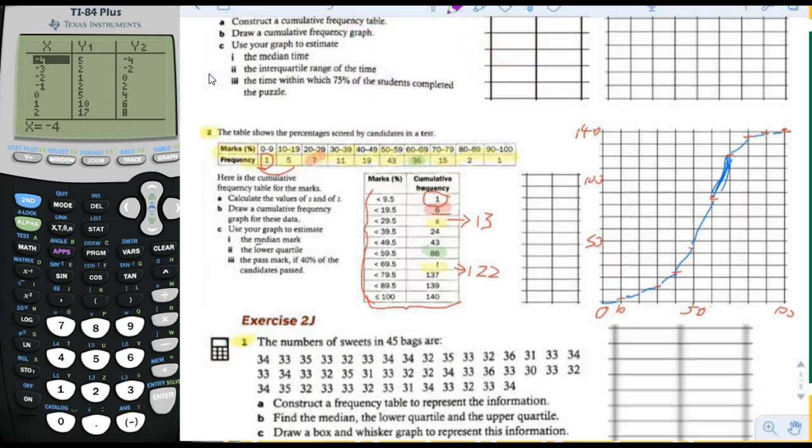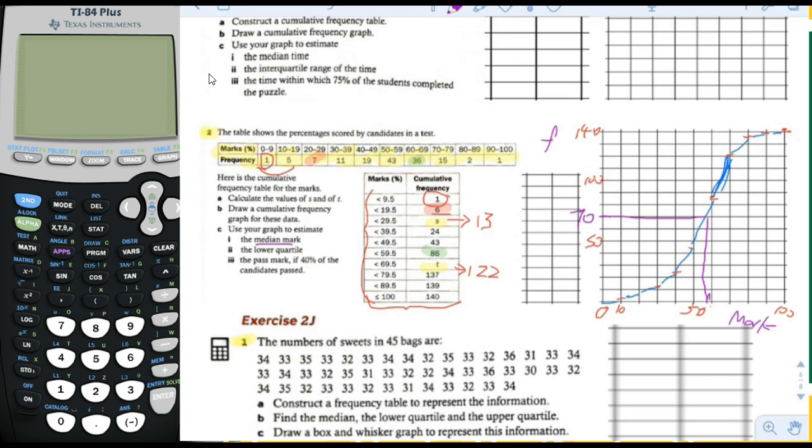Okay, and then now we're going to answer the questions they ask us. So use your graph to estimate the median mark. There we go with the median again. So we take the frequencies. This is the frequency, and this is the mark. And when they say the mark, I think they're talking about a test grade. So the median mark, if there are 140 tests or 140 people, would be about the 70th person. So we would start at 70, and then we would draw a horizontal line till we hit the blue curve, and then we go down. That would hit the x-axis at about 60 or 58 or so. So I would say the median is about 58.